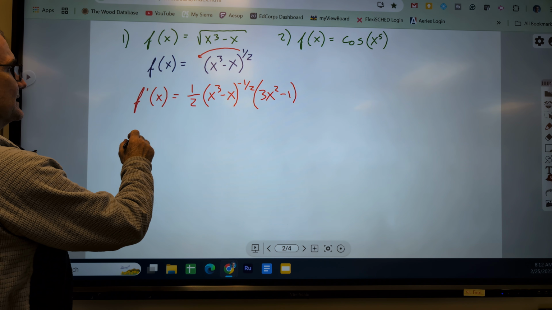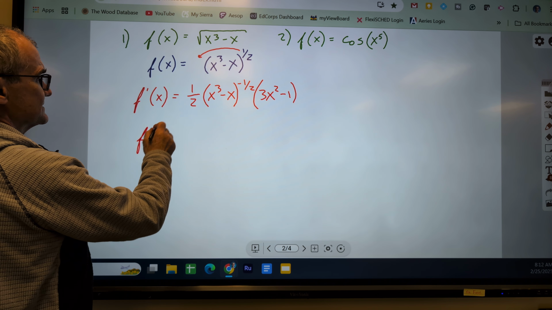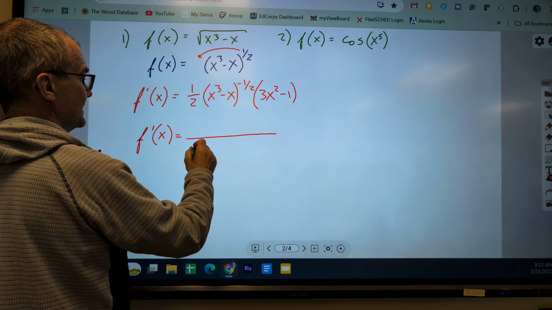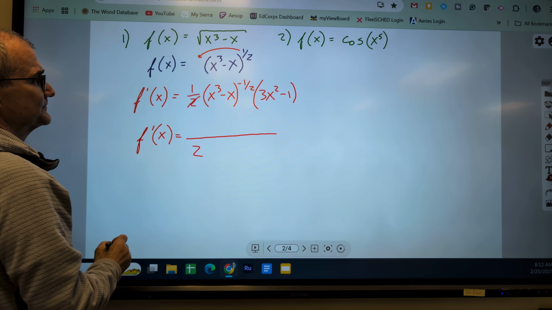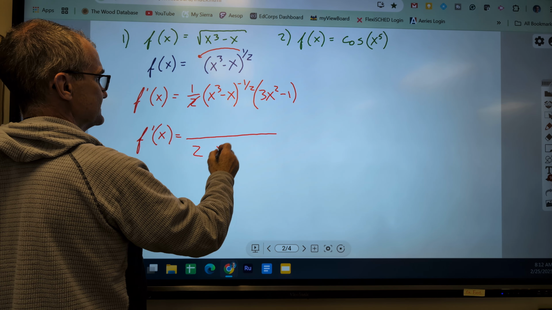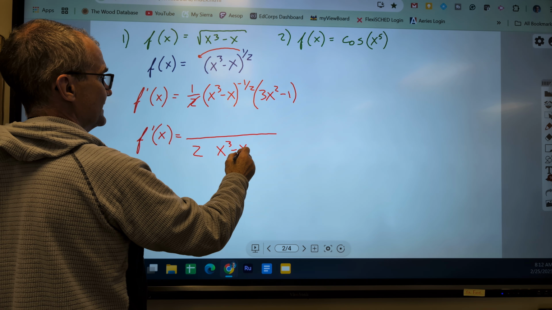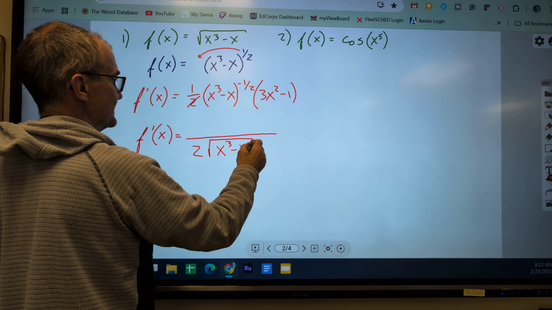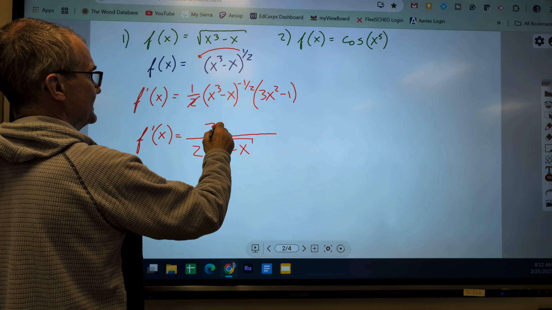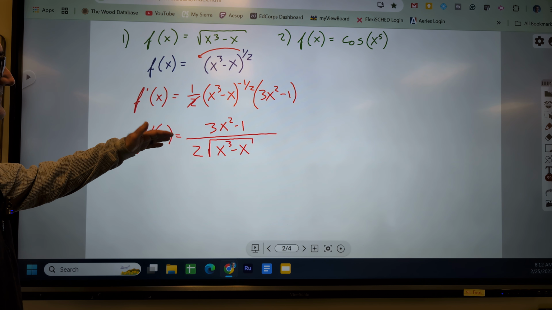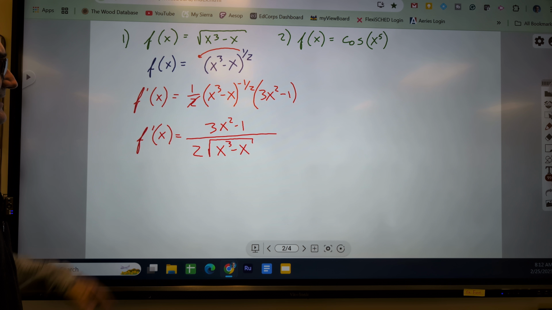So then let's rewrite this. dy dx, f prime of x, is equal to, I have that 2 in the denominator. I have the negative exponent, so I'm going to put the x to the third minus x down here, and it's the square root of that. And then I have 3x squared minus 1 in the numerator. I see if there's any way I could factor, cancel, or clean it up. I don't think there is, so that's my solution.